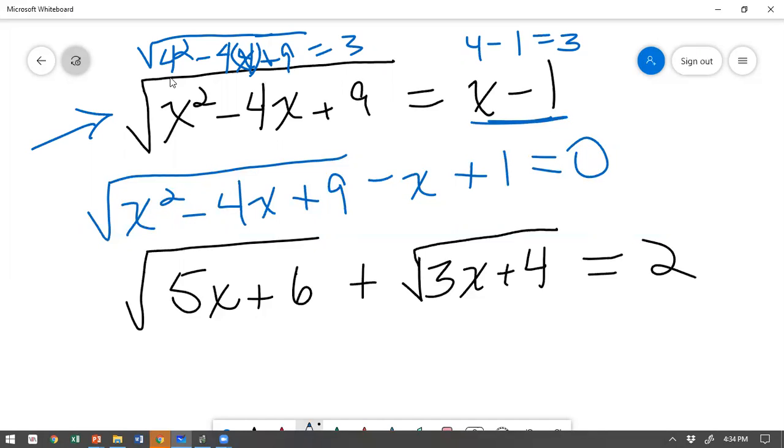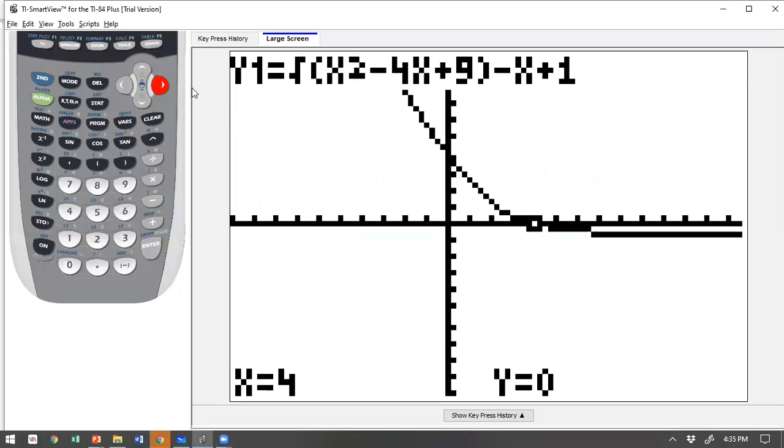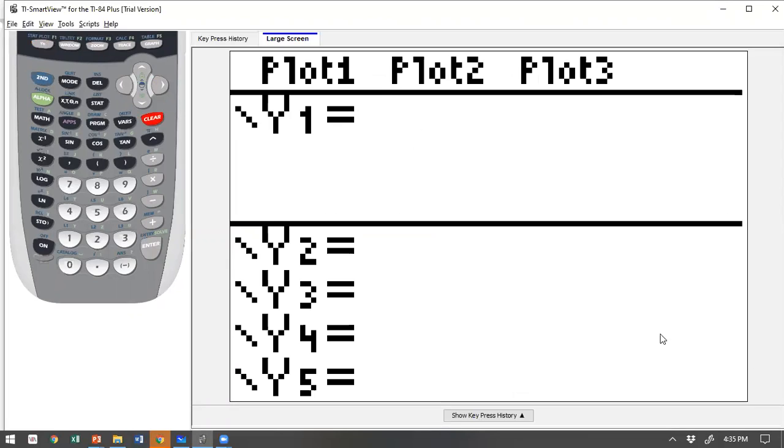Let's take a look at the next one here. We're not going to play any games, we're just going to get right to it. This is going to be the square root of 5x plus 6 plus the square root of 3x plus 4 minus 2 equals 0. So we're going to come back to our graphing calculator, go back to y equals, and clear all this out.